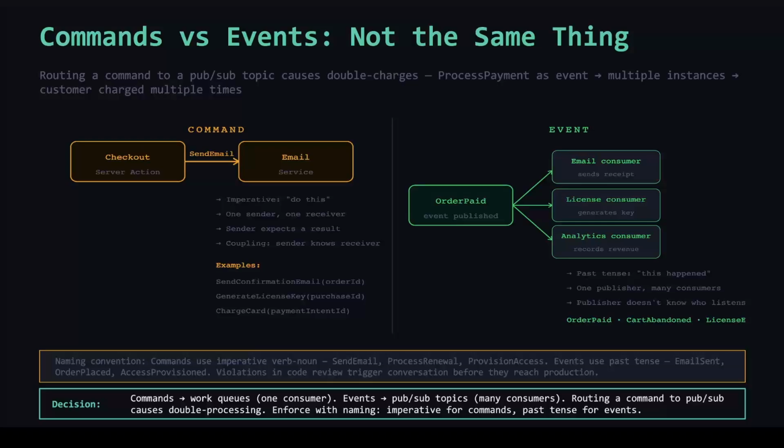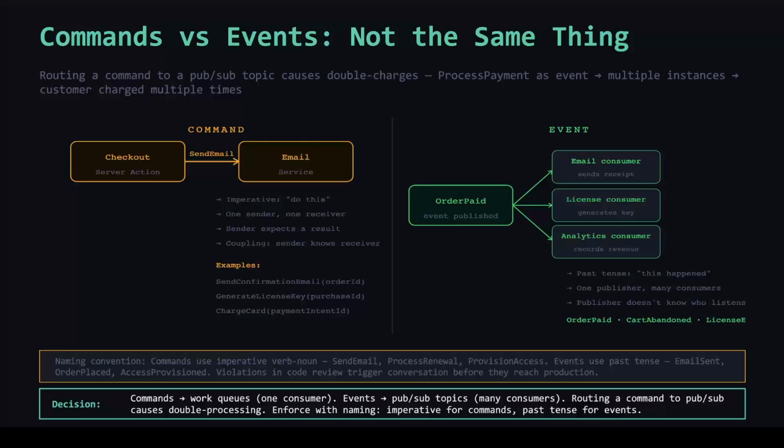The bug, routing a command to a pub sub topic. If process payment is published as an event, and multiple payment service instances subscribe, multiple instances process it simultaneously. The customer is charged multiple times. Commands go to work queues with competing consumers. Events go to pub sub topics with idempotent subscribers.